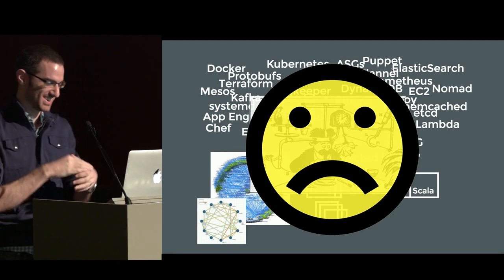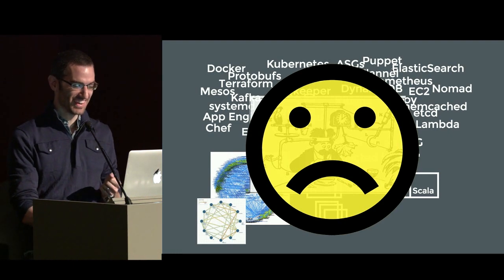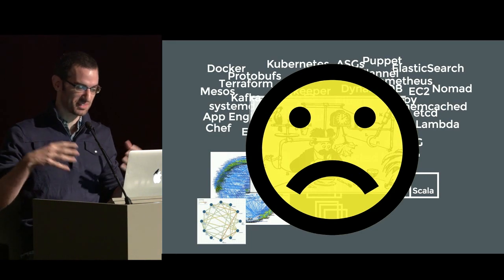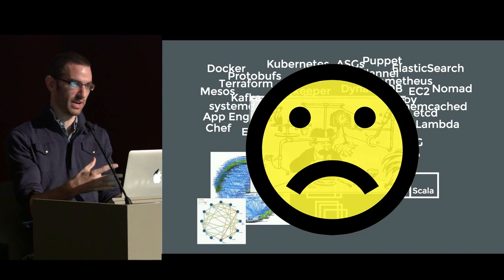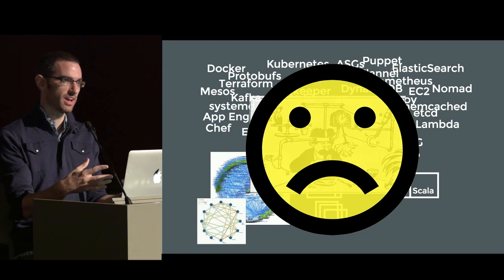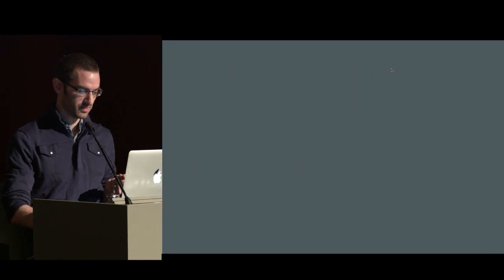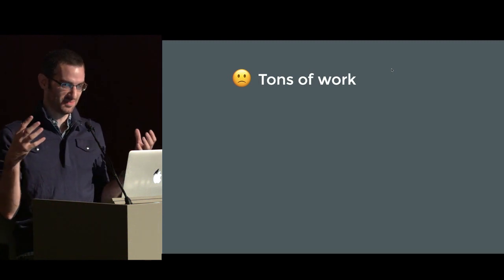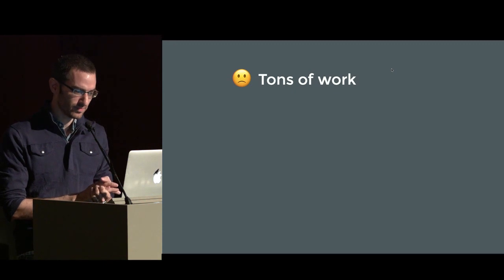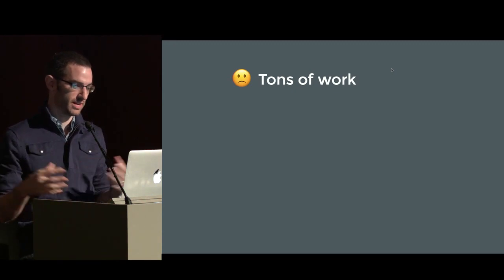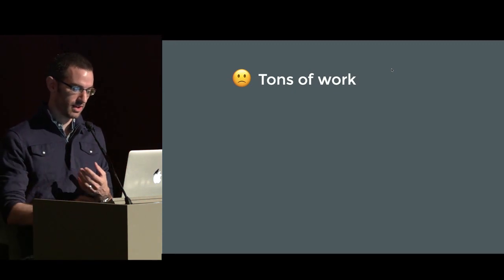Or at least I feel sad. So there are a few things that I don't like about this way that we have of building systems today. The first obvious problem is it's a ton of work. It's a lot of code that you need to write. It's a lot of things that you need to glue together.